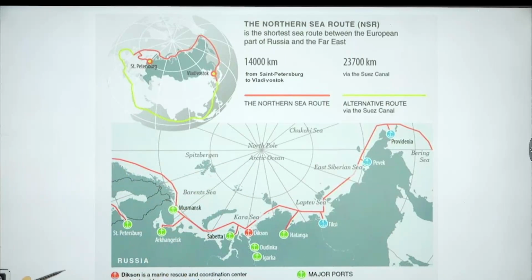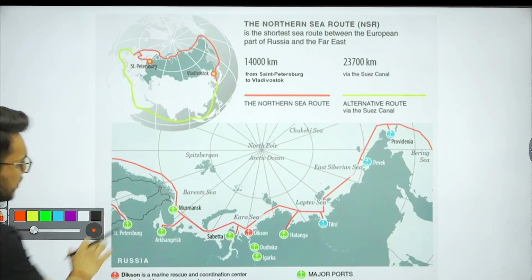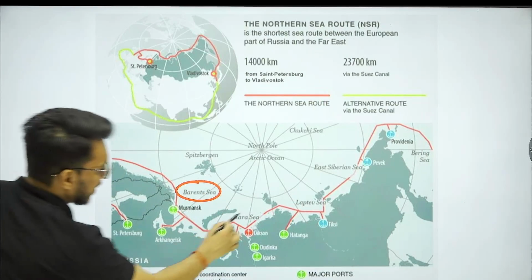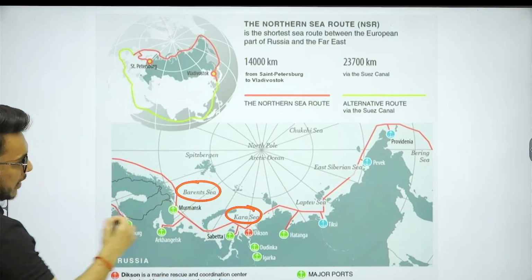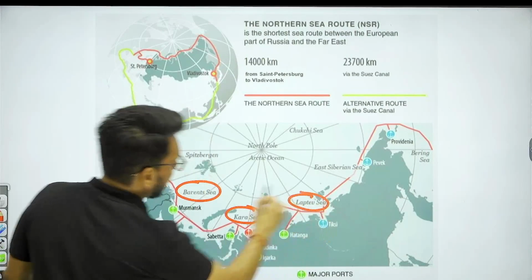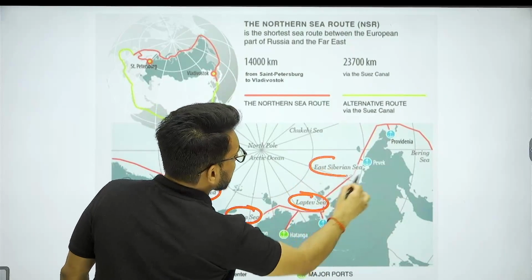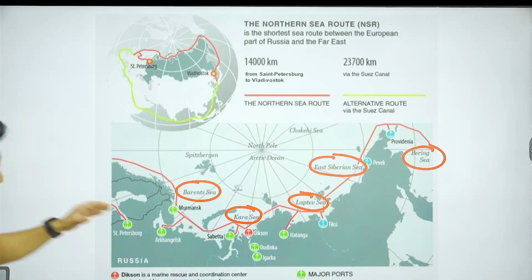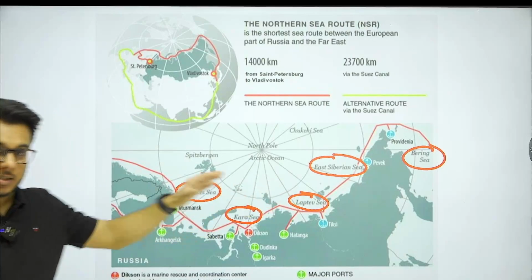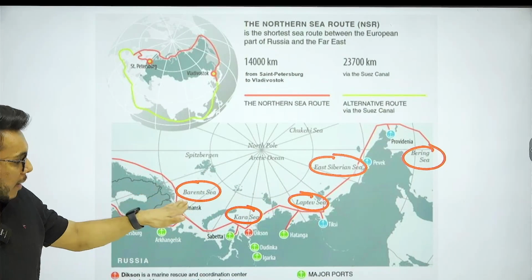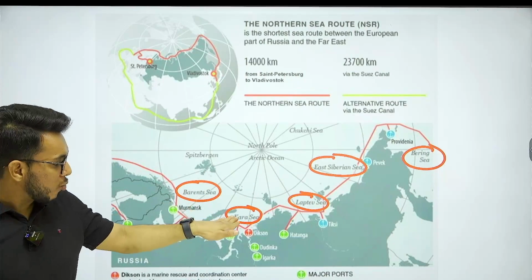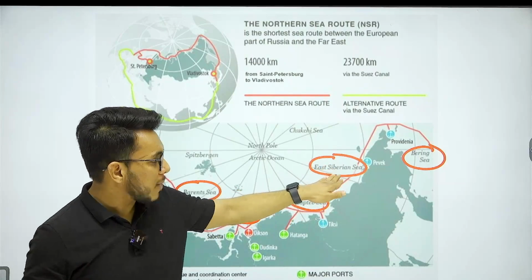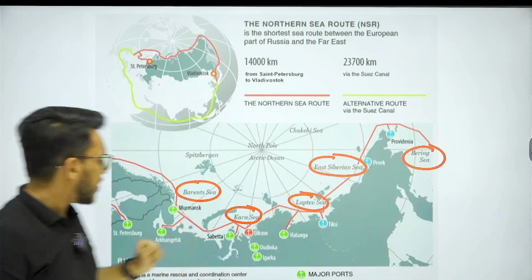Fine. Now, first of all, here we have the Barents Sea. Then here we have the Kara Sea. Then here we have the Laptev Sea. Then here we have the East Siberian Sea, and here we have the Bering Sea. So if we go from west to east, number 1 Barents Sea, number 2 Kara Sea, number 3 Laptev Sea, number 4 East Siberian Sea, number 5 Bering Sea.